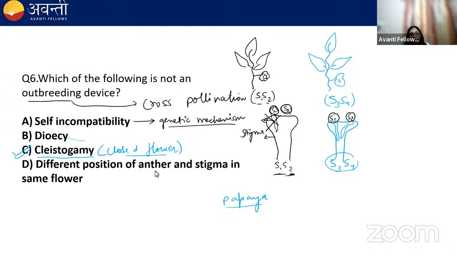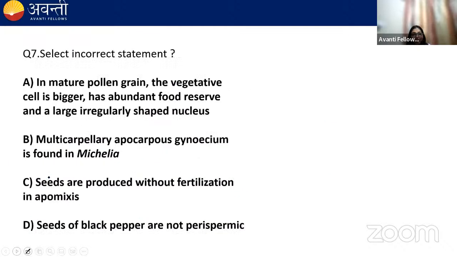Option D says different position of the anther and the stigma in the same flower. This is also a feature of cross-pollination. If the receptivity or the dehiscence of the anther are not synchronized, if the position of the anther and the stigma are different, if the size of the stigma and the anther is different, for example, stigma is longer, anthers are shorter, right? So these are some features because of which the flower can show cross-pollination. I hope this is clear. Moving to the next one.